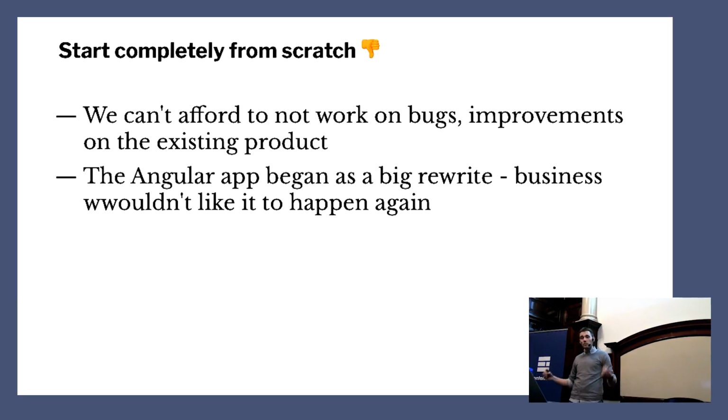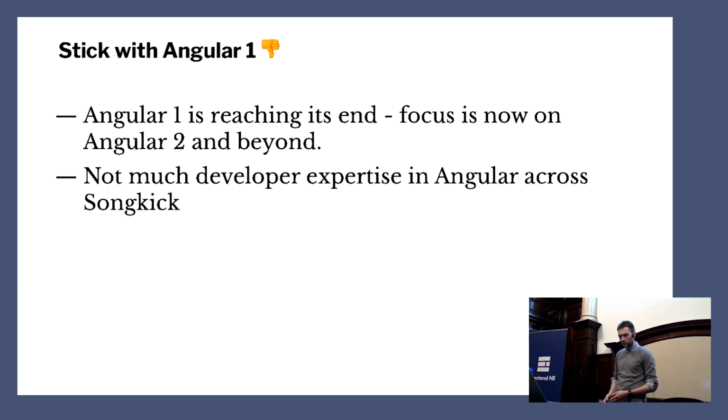First one, start completely from scratch. It's basically a no-no for two reasons. We can't afford to not be able to fix things or attempt to build new features whilst doing this migration. There's just so much stuff that we need to do. The Angular app, this version of the store, was itself a big rewrite about two years ago from the ground up. So if we did it all over again, that would never actually get through, and that just isn't really viable.